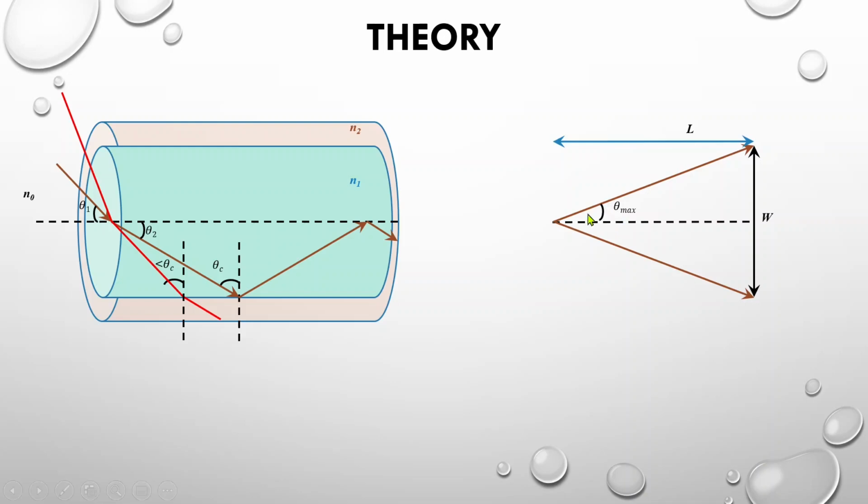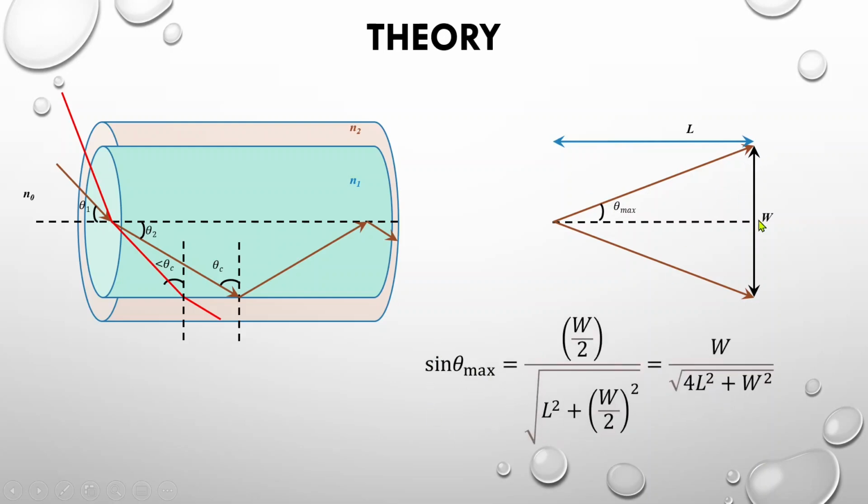From this right angle triangle, sine of the maximum angle theta is equal to opposite side by hypotenuse, where opposite side is half of the width and hypotenuse is square root of length square plus half of the width square. Upon simplification we get sine theta maximum is equal to W by under root 4 L square plus W square. This sine of the maximum angle theta when multiplied with the refractive index of the medium, here the surrounding medium is air, which is equal to 1, this product is known as numerical aperture.